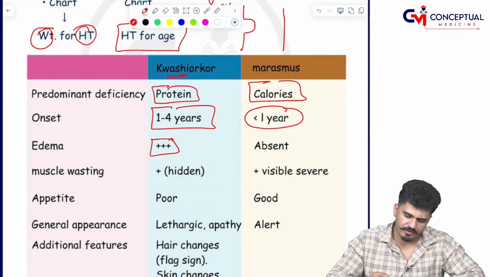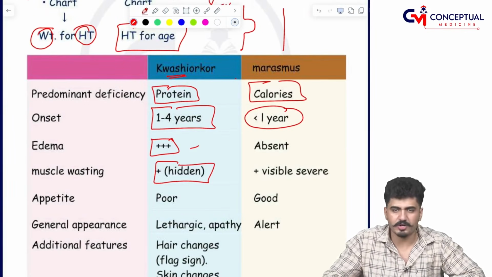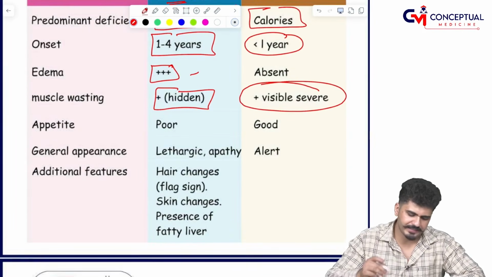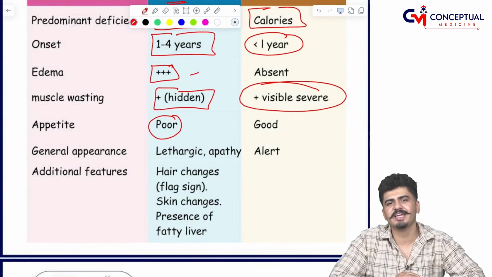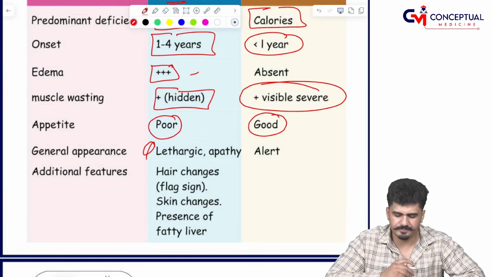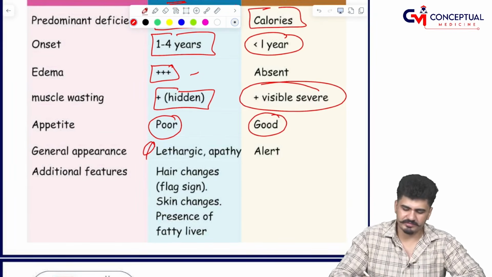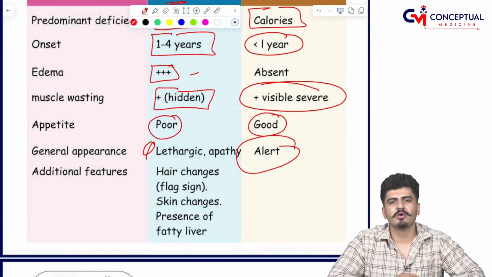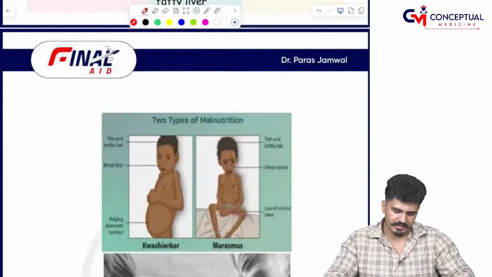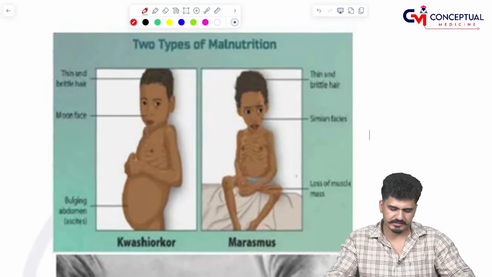Sir, because of the swelling in kwashiorkor, the muscle wasting is hidden, and because of no swelling in marasmus, there is visible muscle wasting. If we talk about appetite, despite having a big belly, appetite is poor, and despite being thin, the appetite is good. When the pot belly is there, the person will be lethargic, and when it is not there, the person will be alert. Also in kwashiorkor, in the hair you are going to see the flag sign, my dear friends. Now this is a kwashiorkor baby, and this is a marasmus baby.